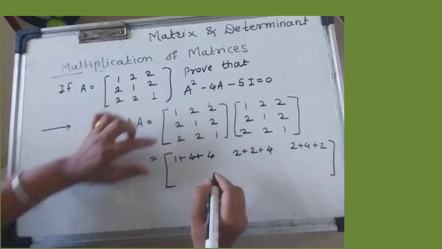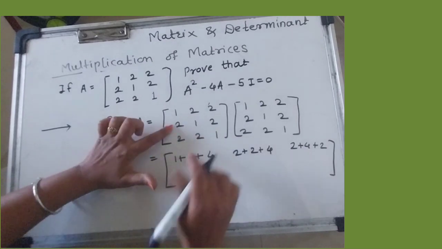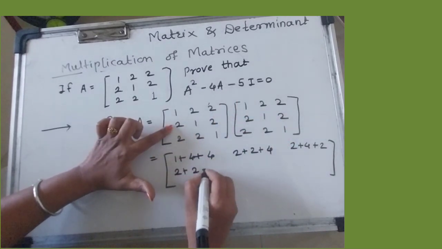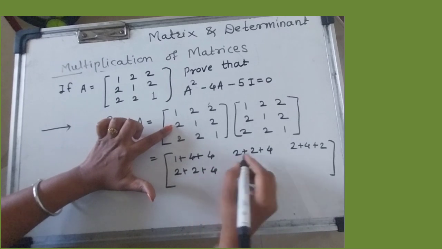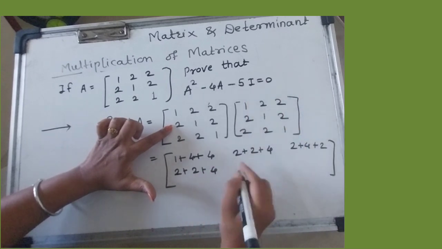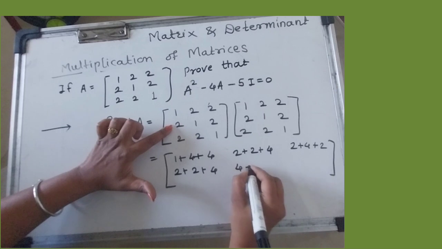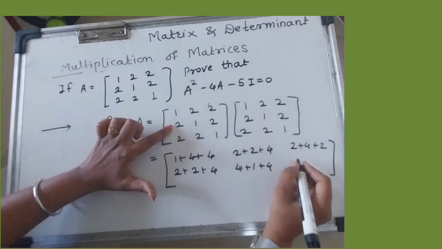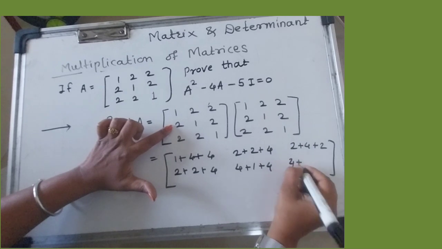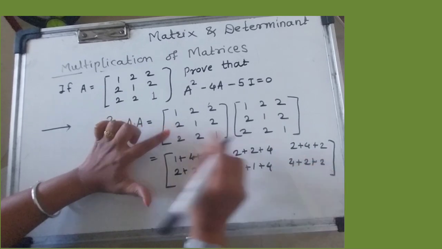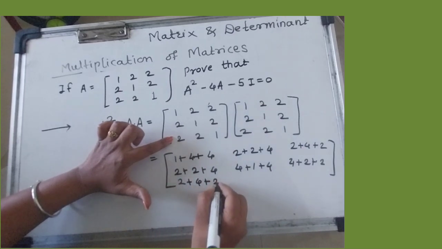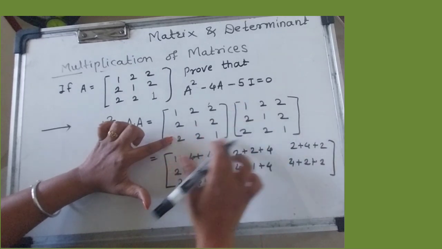Close the matrix. Again, second row, first column. Here 2 plus 2 plus 4. Clear? Again, second column. Second column is 4 plus 1 plus 4. Third column. Third column is 4 plus 2 plus 2. Third row, first column. 2 plus 4 plus 2.